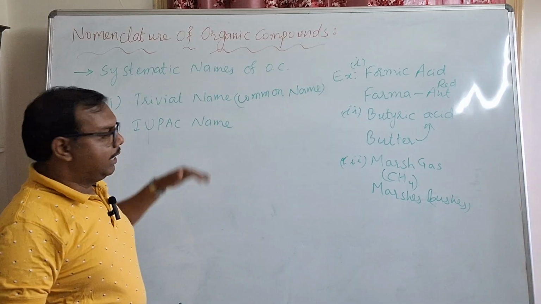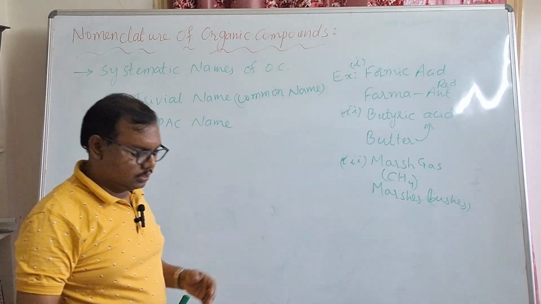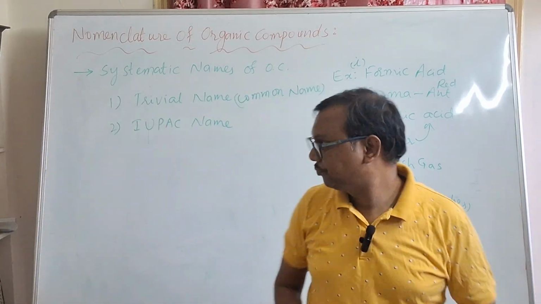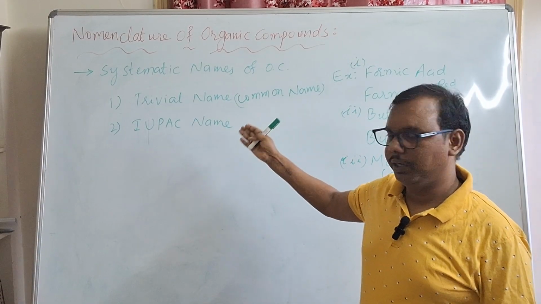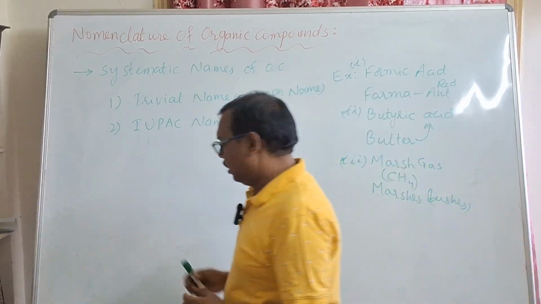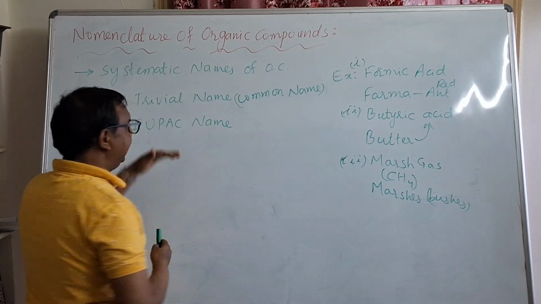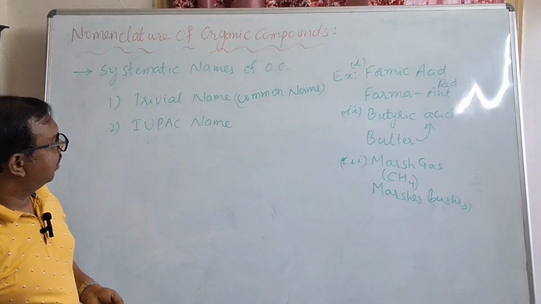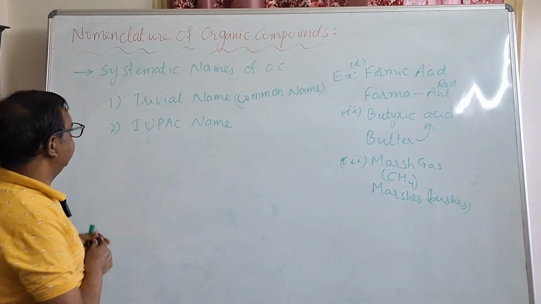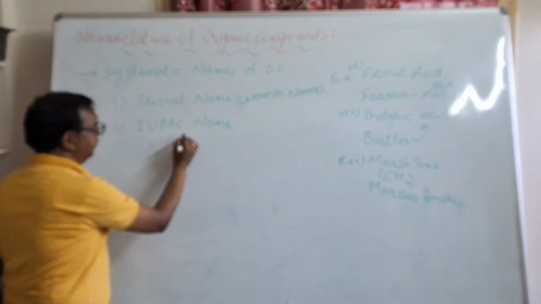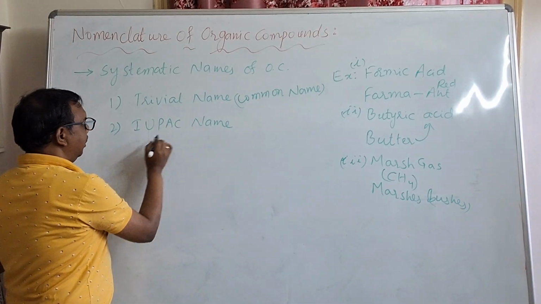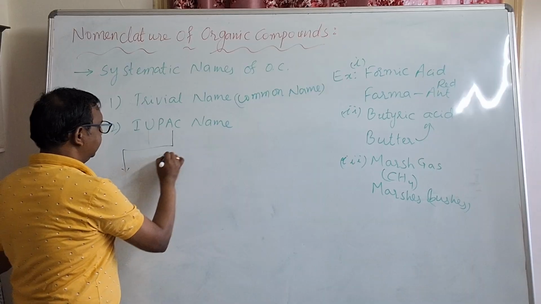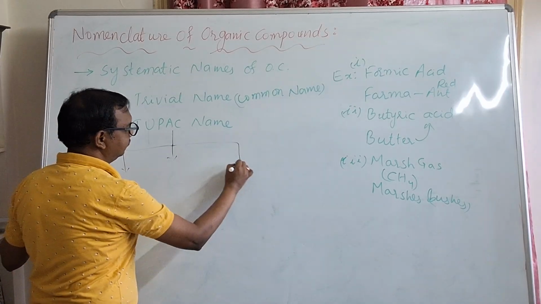Whereas the systematic name, we call it the IUPAC name, and also the systematic name. Now we are going to focus mainly on the systematic name or IUPAC name. All of you see here. The IUPAC name contains three parts.